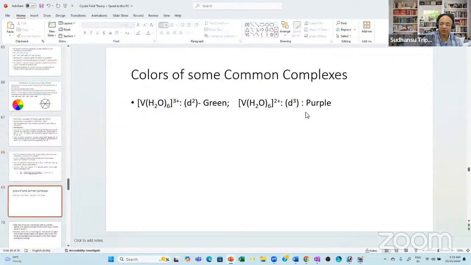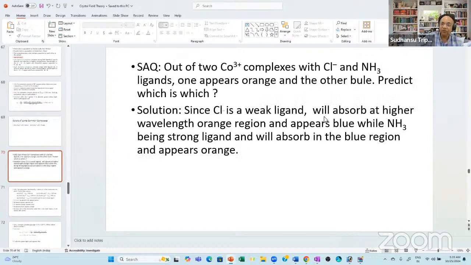Some of the complexes show color due to d-d transition. Hexaaqua vanadium 3 plus is d2 configuration and green, and vanadium 2 plus, d3 configuration, is purple. But if it is plus 5, it will be colorless. But vanadium pentoxide is not colorless. Many compounds which are d0 can be intensely colored due to charge transfer.